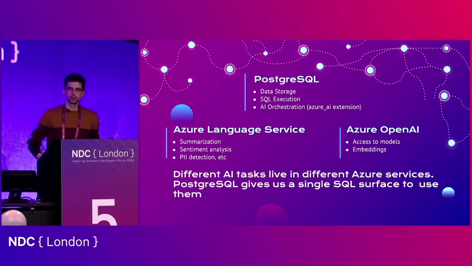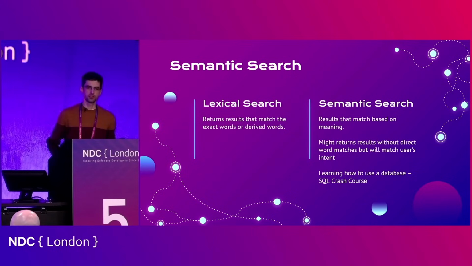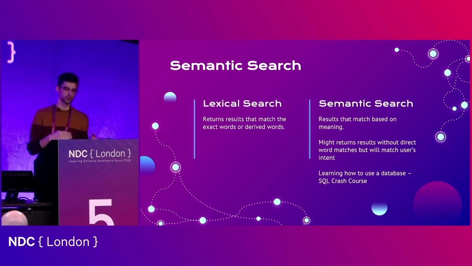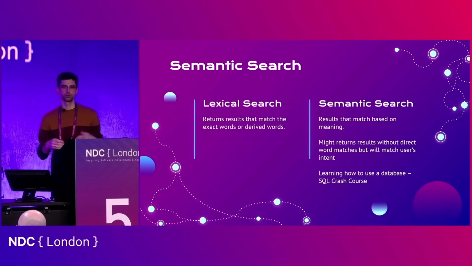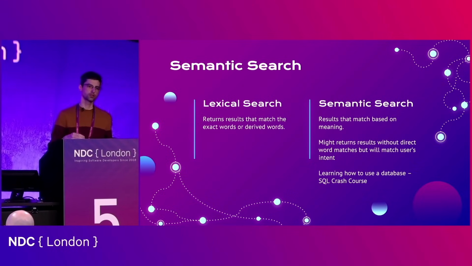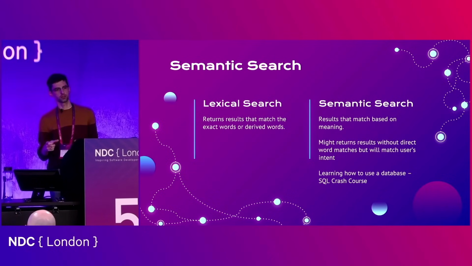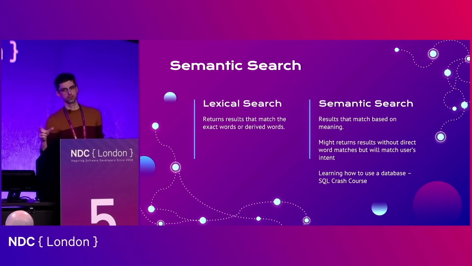So the first example that we will see is semantic search. Semantic search is different from lexical search. The traditional way of doing search is lexical search, where we write some SQL queries with contains or like, or even full text search, and it will match only those results that contain the exact word. But with semantic search, we find results that match the keyword based on the meaning of the word.